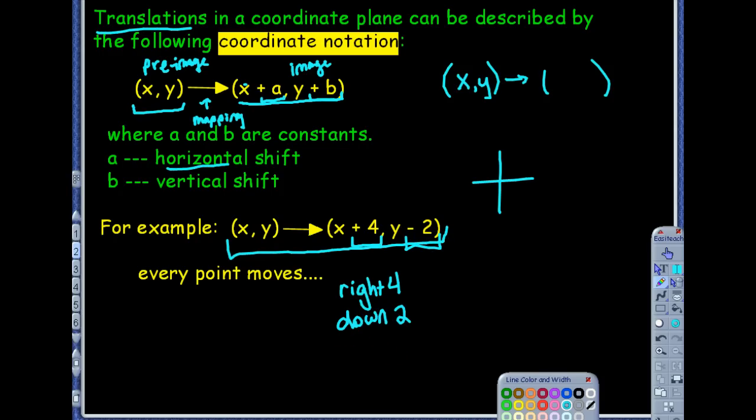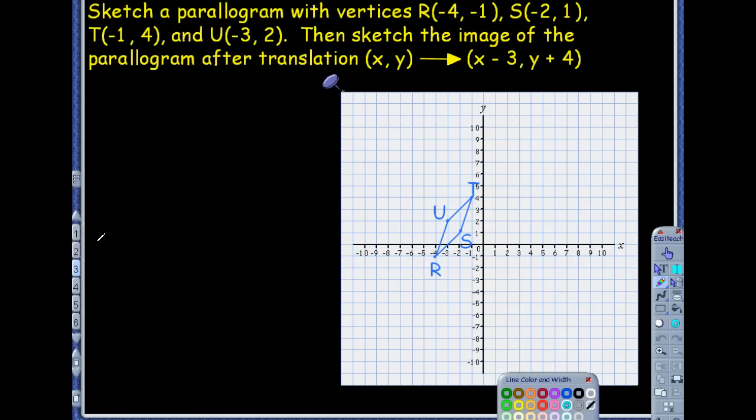Awesome. So you're taking every point, and this coordinate notation basically is telling you what you're doing to every single pre-image they give you. Exactly. So you have to do the same right 4 down 2 for every single one. Otherwise, you're not performing the translation correctly. You got it. So let's actually do one.